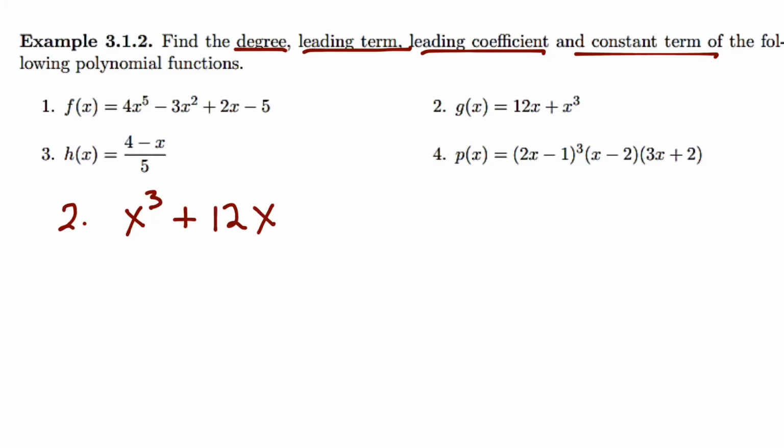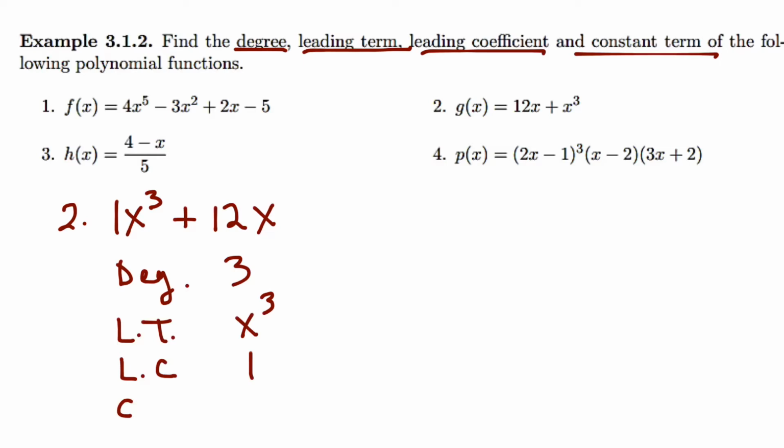Okay, number 2, I'm going to reorder the function highest to lowest to get it in standard form of a polynomial. So then I can answer these questions. The degree is going to be 3, my highest power. My leading term is the x to the cube, x cubed. My leading coefficient is understood to be a 1 if it's not showing. My constant term is 0 because there's no non-zero number written there, so my constant term is 0.